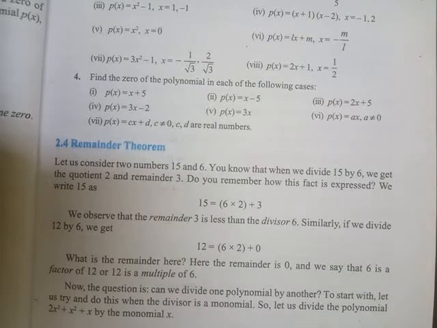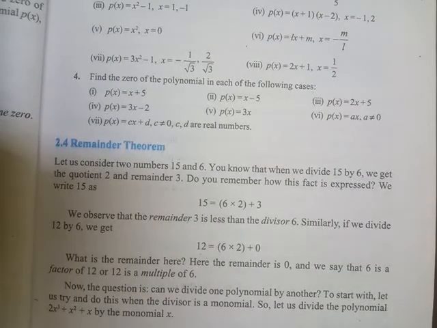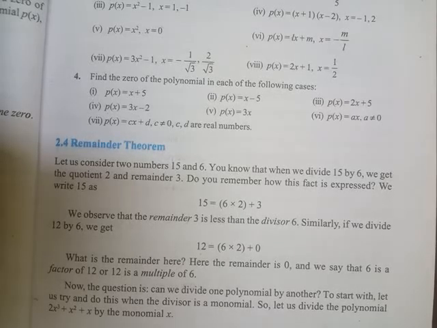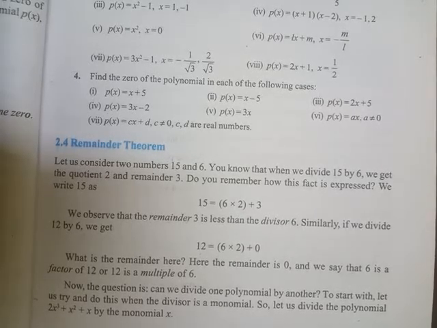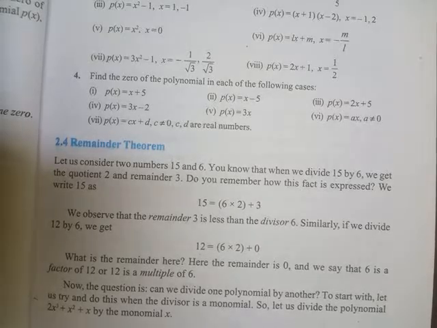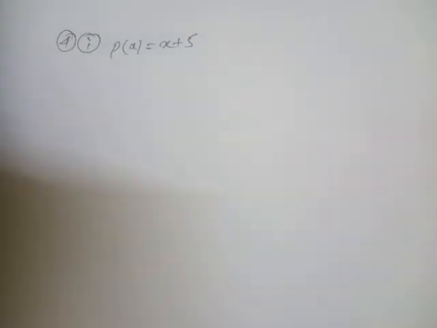Now student, look, we are going to solve question number 4. Find the zeros of the polynomial in each of the following cases. There are a total of 7 questions and we are going to solve these 7 questions here one by one. Now starting from Roman 1, let's have a look at how to solve this one. Here it is given p(x) equal to x plus 5. So we have to find out the zeros of the polynomial.